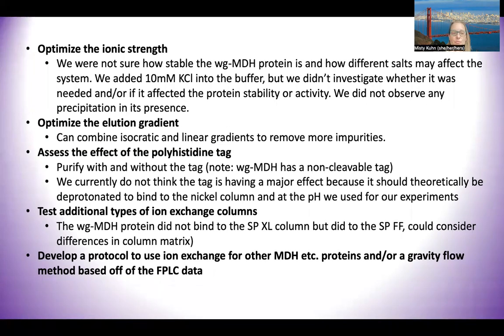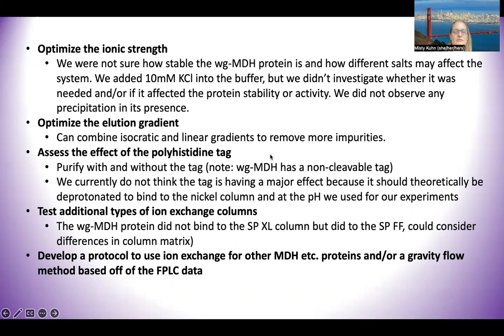There's also some ways that students can learn a little bit more about how proteins are being eluted off of columns, how to optimize a purification procedure by playing around with ionic strengths and elution gradients.